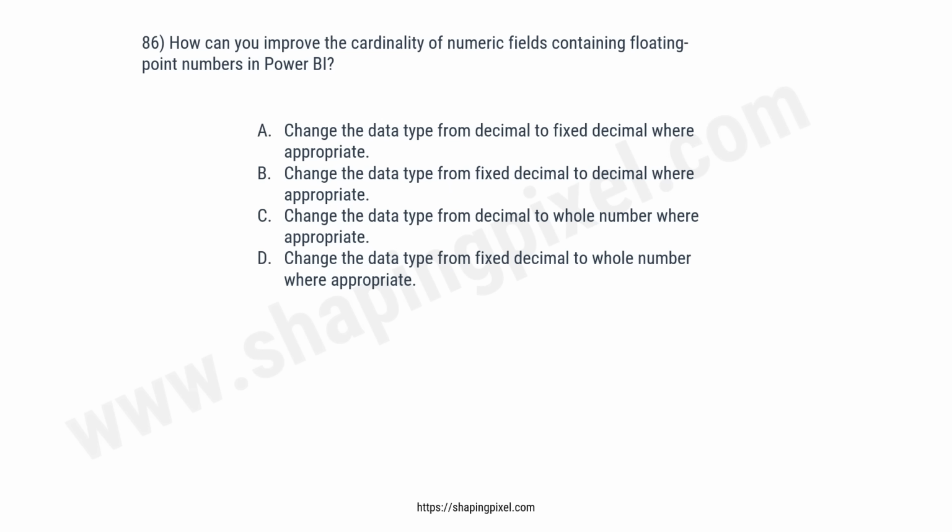Question number 86. How can you improve the cardinality of numerical fields containing floating point numbers in Power BI? And we have four options. Option A, change the data type from decimal to fixed decimal where appropriate. Option B, change the data type from fixed decimal to decimal where appropriate. Option C, change the data type from decimal to whole number where appropriate. Option D, change the data type from fixed decimal to whole number where appropriate. So the right answer here is option B, change the data type from fixed decimal to decimal where appropriate.